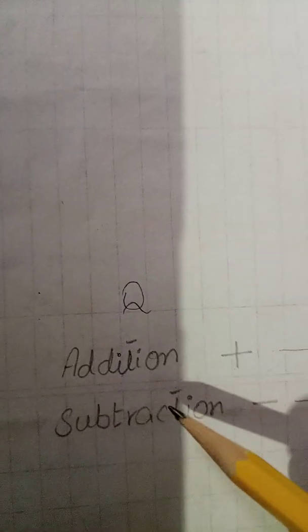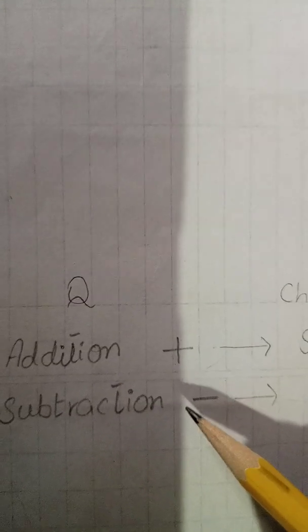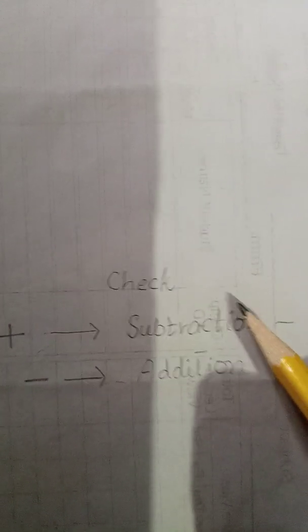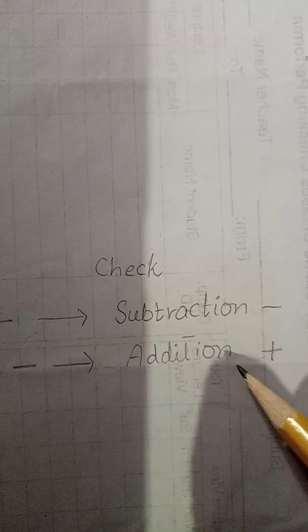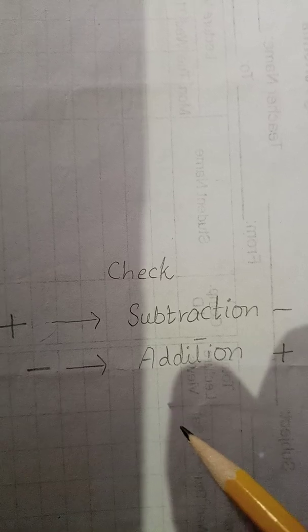Look students, I have made a sketch for you here. Here is our question. If our question is of addition, then we will do subtraction to check it. And if our question is of subtraction, then we will do addition to check our answer. We will do both of these processes with two numbers: first is our answer and the other is our second number.